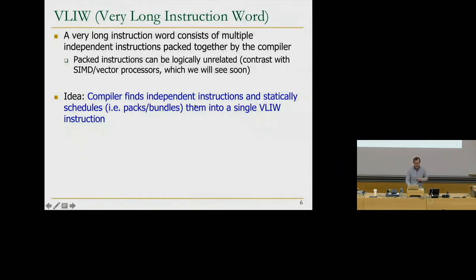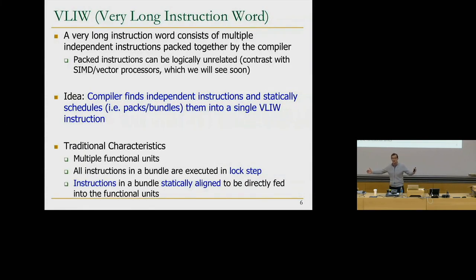So the idea is to have the compiler find independent instructions and statically schedule them into a single VLIW instruction, very long instruction. So traditional characteristics, clearly you need multiple functional units to be able to execute multiple things, very similar to superscalar execution. All instructions in a bundle are executed in lockstep. Again, the reason for this is the philosophy. The philosophy is hardware should stay extremely simple, software should do all the job of scheduling the instructions. If hardware should stay extremely simple, all of the instructions should finish before you move to the next instruction, because otherwise hardware needs to do some complex scheduling. That's the thinking. Although we will see that this is actually a downside of VLIW.